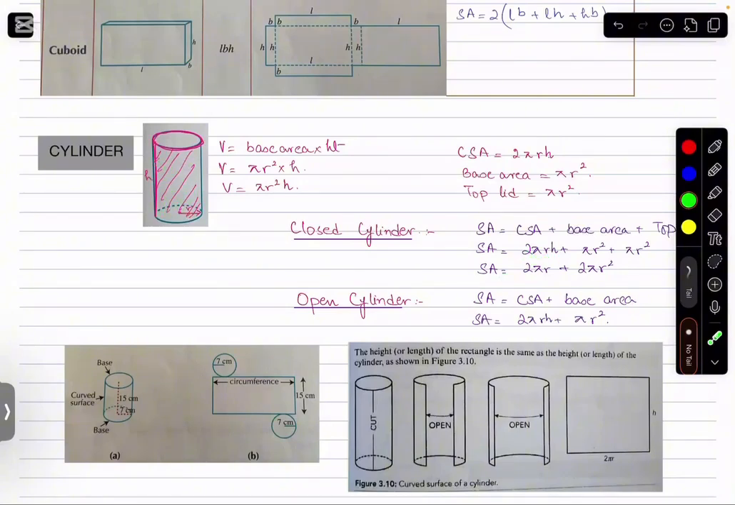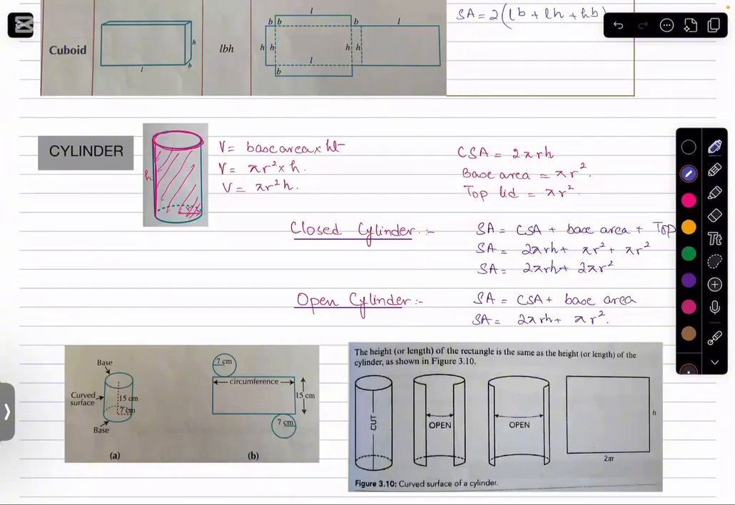So the surface area becomes 2 pi r h, the curved surface area, plus 2 pi r square. So this is going to be the surface area of the closed cylinder. And sometimes the cylinder might be an open cylinder.